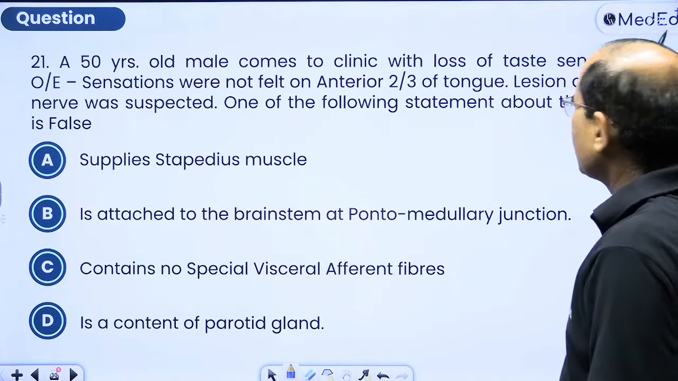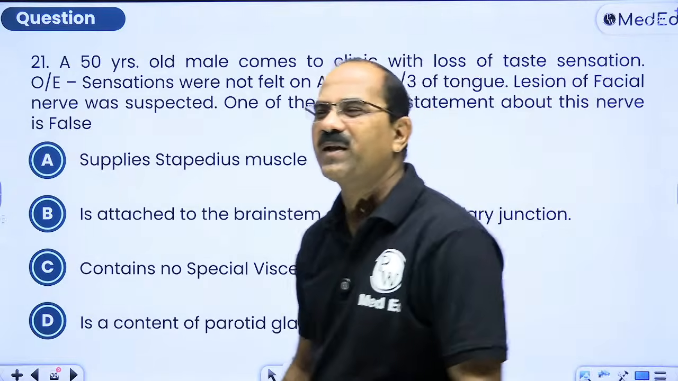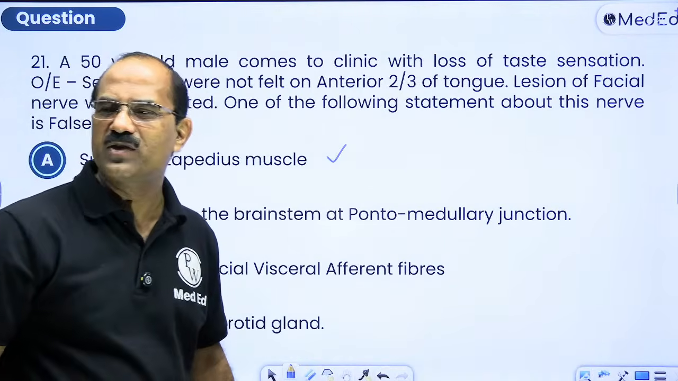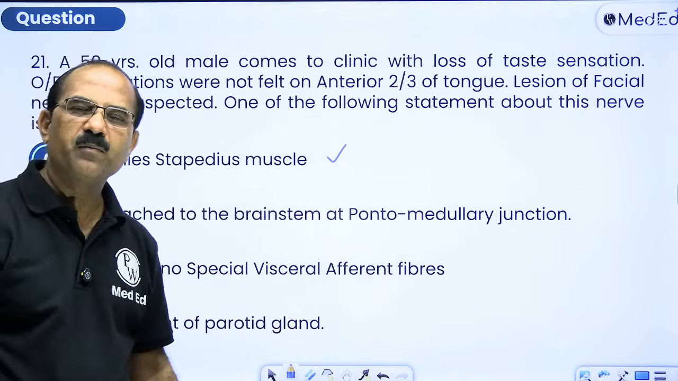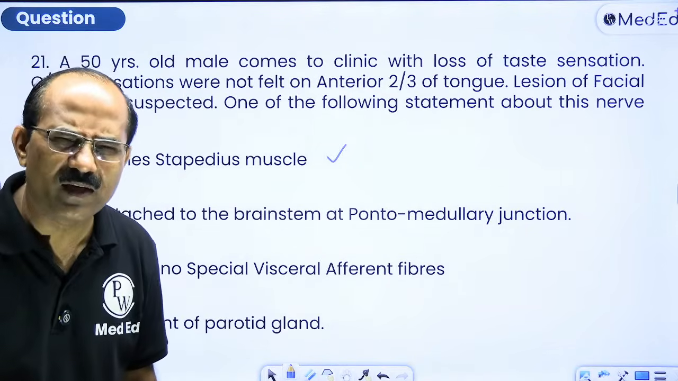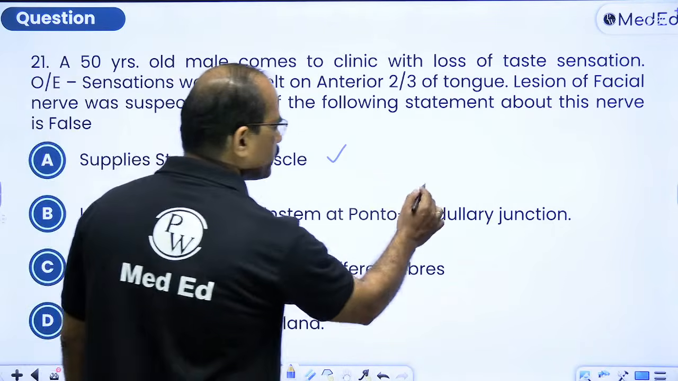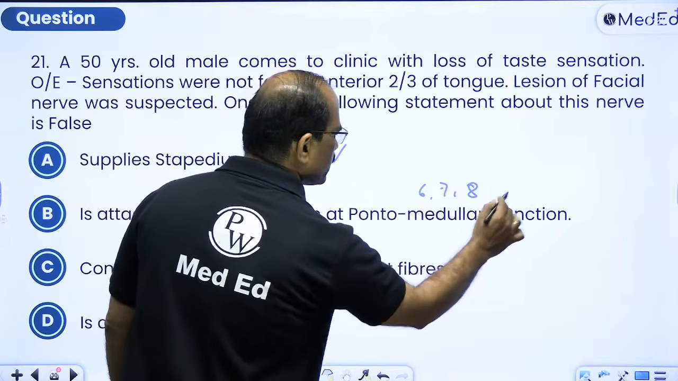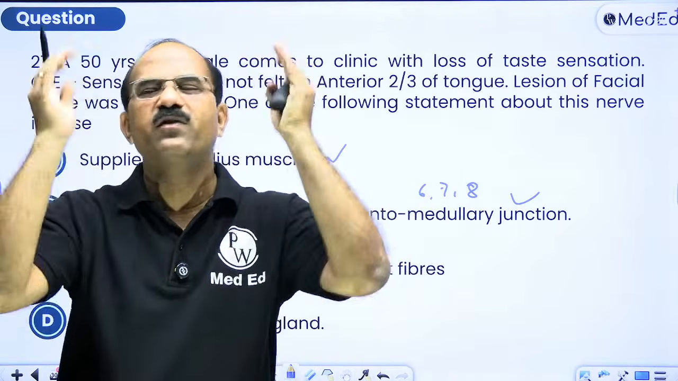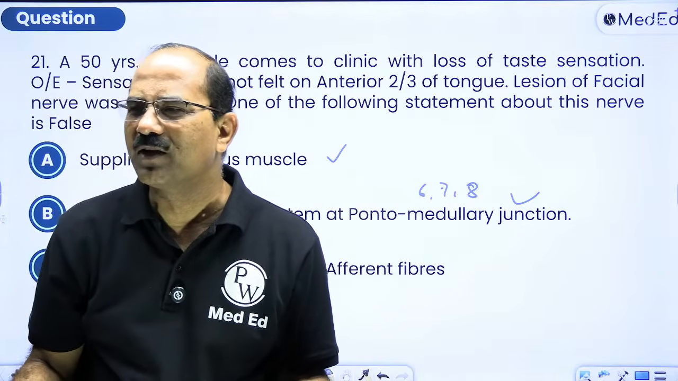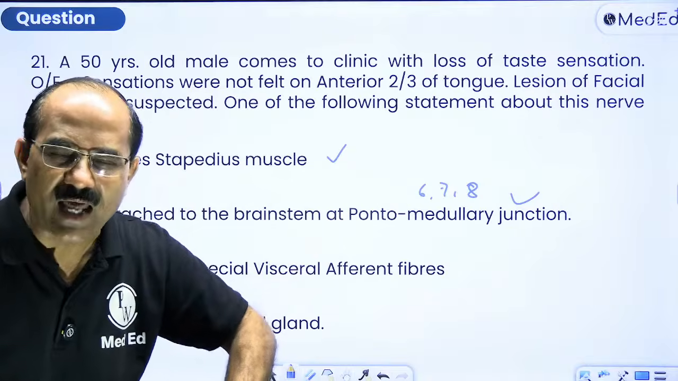Now come to this. One of the following statements about this nerve is false. Supplies the stapedius. Correct. Yes, the facial nerve supplies the stapedius. Yes, it is attached to the brainstem at the pontomedullary junction. बराबर है ये. Pontomedullary junction पे 3 nerves attached होता है, 6th, 7th and 8th. So that is correct. Contains no special visceral afferent fibers.